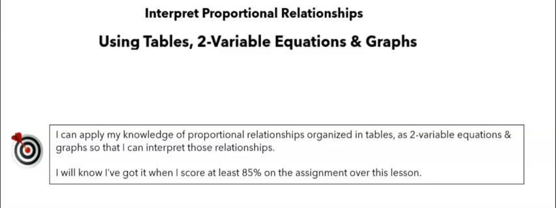So in this lesson, we are going to interpret proportional relationships. We're going to be using tables, two variable equations, and graphs. Learning target is that you can apply your knowledge of proportional relationships that are organized in tables or as two variable equations or as a graph so that you can interpret those relationships. You'll know you've got it when you score at least an 85% or better on the assignment over this lesson.